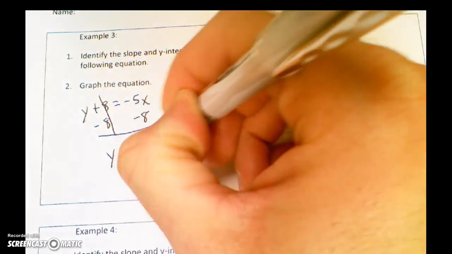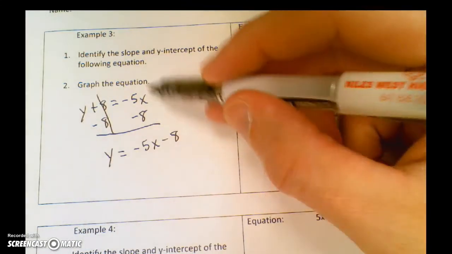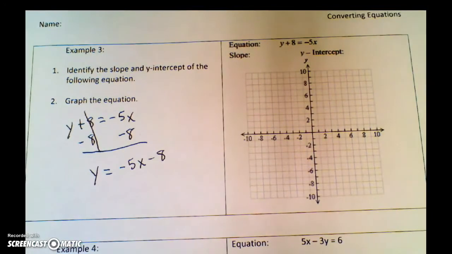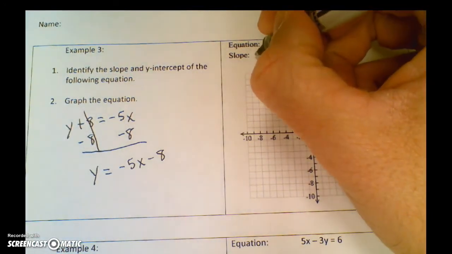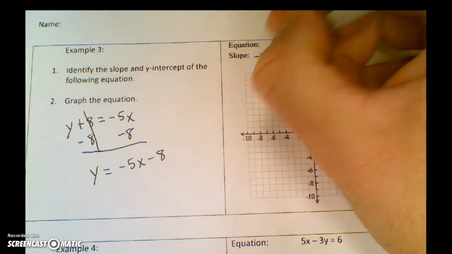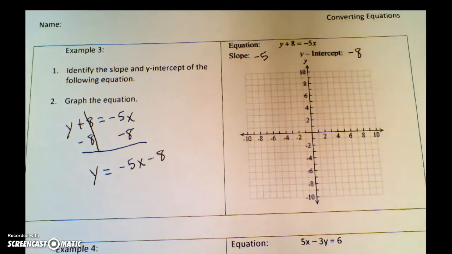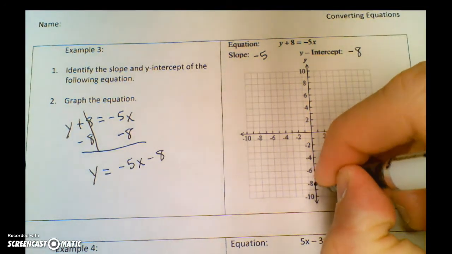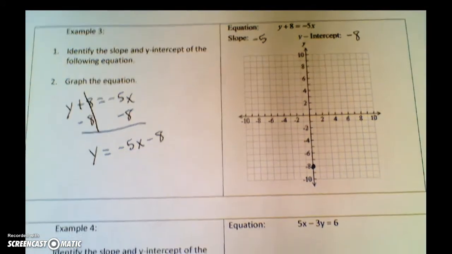And now remember, you cannot combine here. These are not like terms. So you just write it down as a statement. Because now I have the information that I need to answer the question. The slope is -5, and the y-intercept is -8. So I can put a dot at -8, and then use my slope.